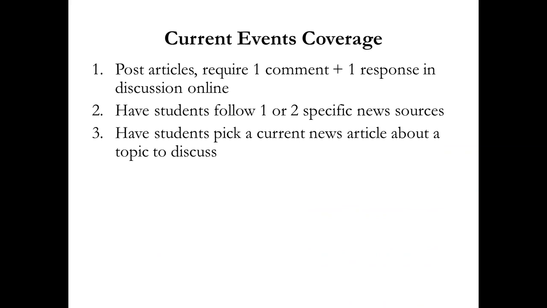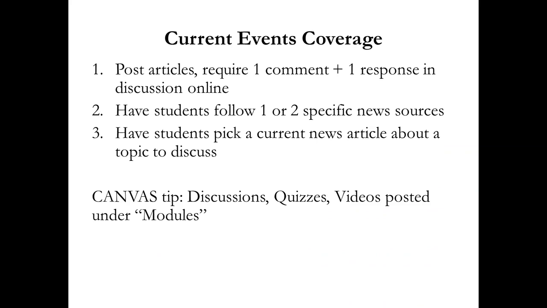A third way is to have students pick a current news article about a topic that they discuss, and you can make it a requirement that students have to pick a day to choose an article that they'll talk to the class about, or you can have quizzes at the beginning of class where you'll say, I want you to have read a current news article and I'm going to ask you to talk about it on this quick reading quiz at the beginning of class, or something like that. So these are three different ways that you can think about trying to incorporate current events coverage.